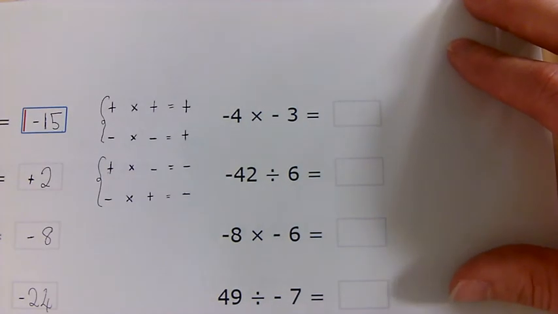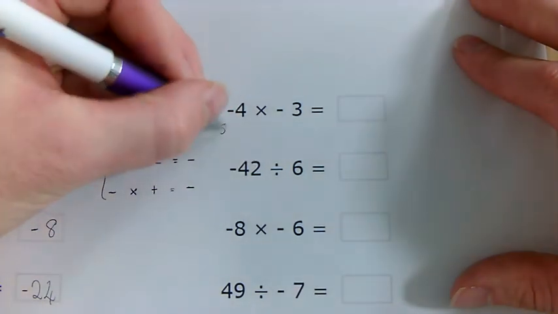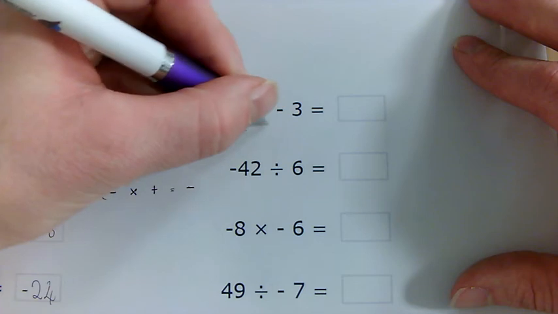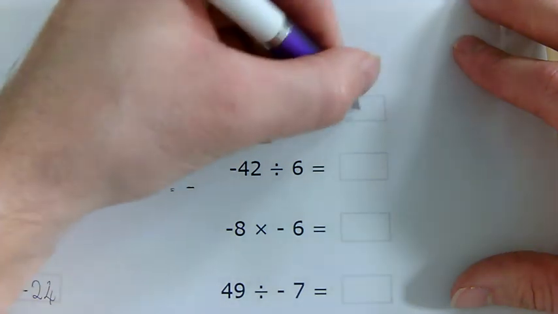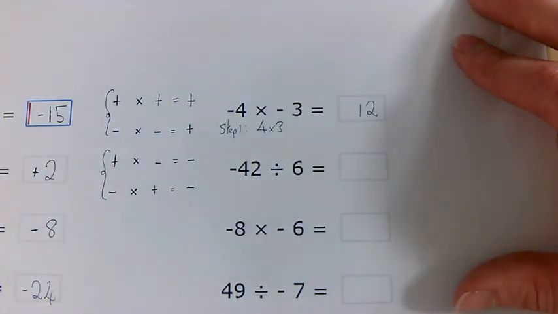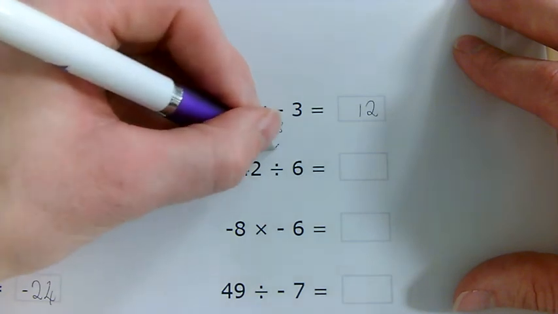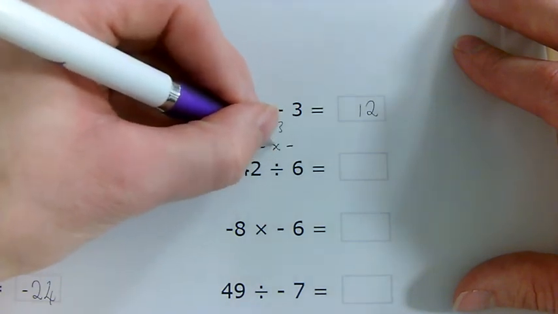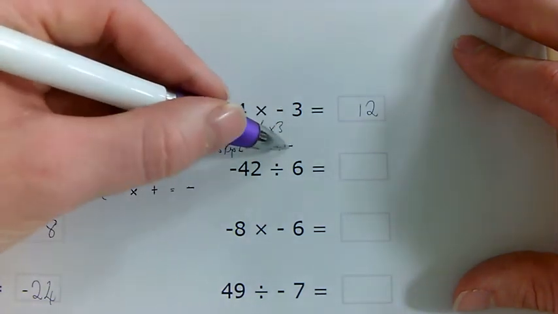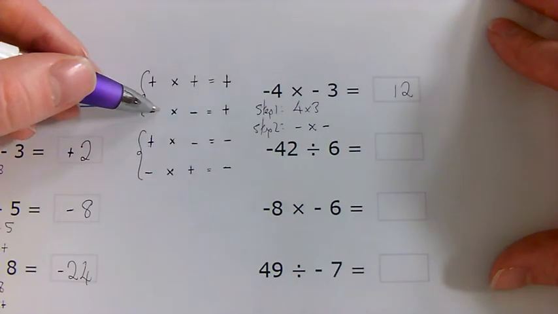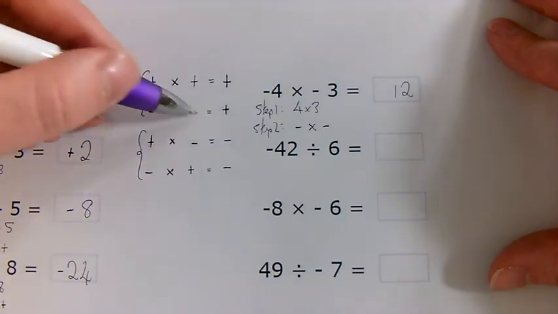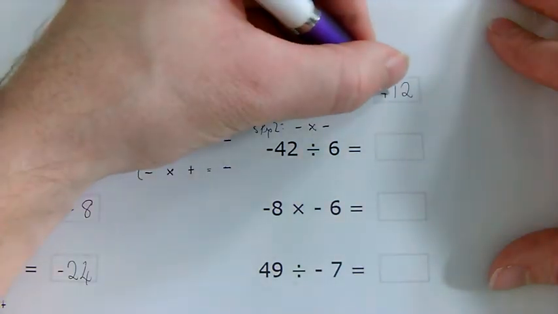Up top we've got minus 4, minus 3. So I'll break it down into our steps. Step 1, 4 multiplied by 3, which is 12. Step 2, we've got a negative multiplied by a negative this time. If you recall, the signs are the same, we're going to end up with a positive answer. Negative times a negative. So that's a positive 12.